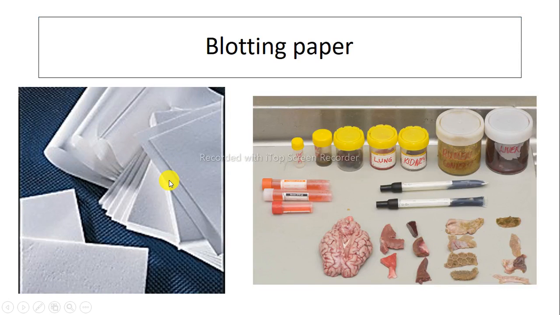Next is blotting paper. You use blotting paper whenever your animals are sacrificed and you remove any organs and wash them with saline. After that, you want to weigh the organ, but the organ should be sufficiently dry, so that it does not have saline in it, which would add more volume. So in order to dry it properly, you require blotting papers.